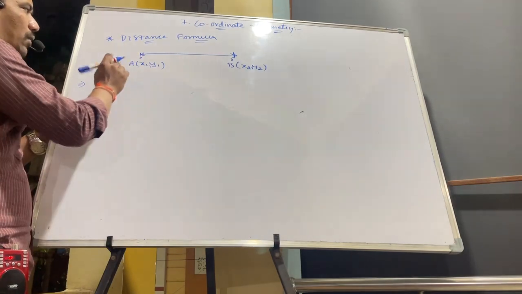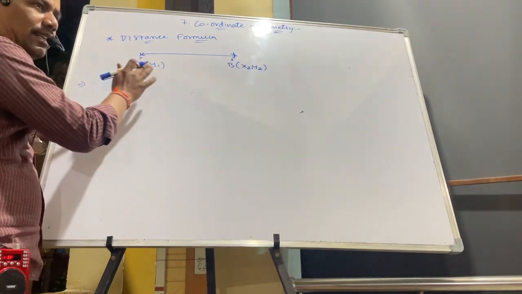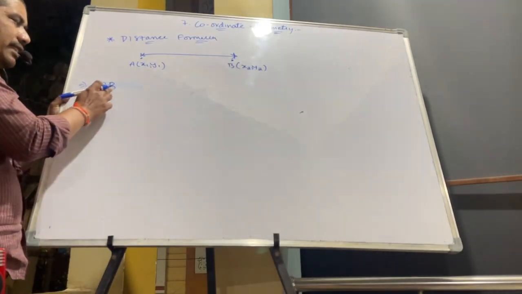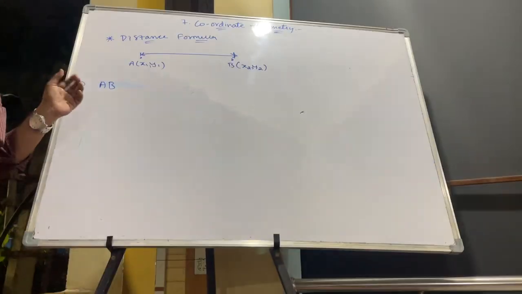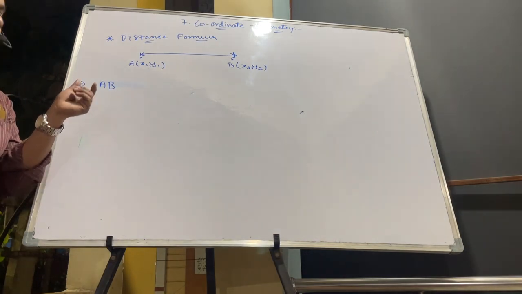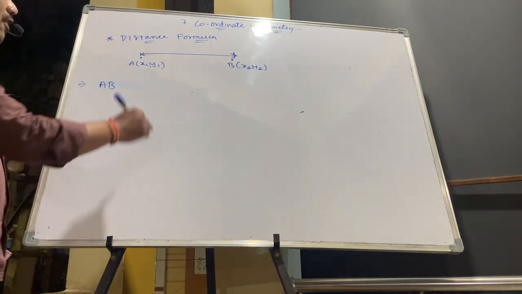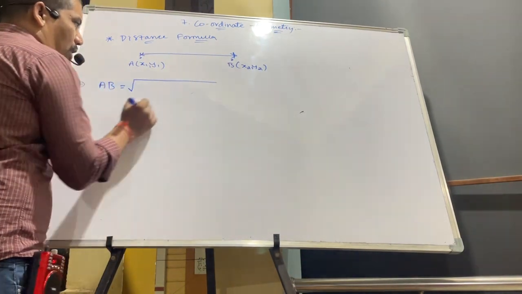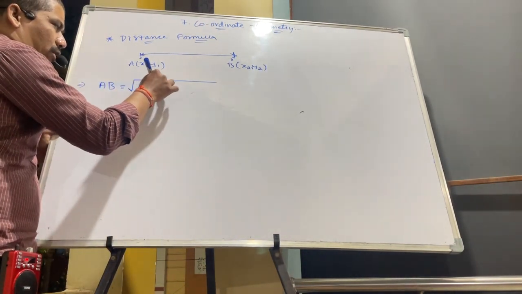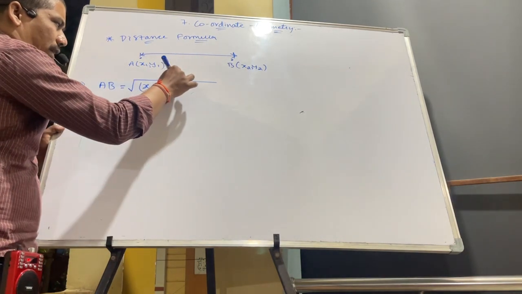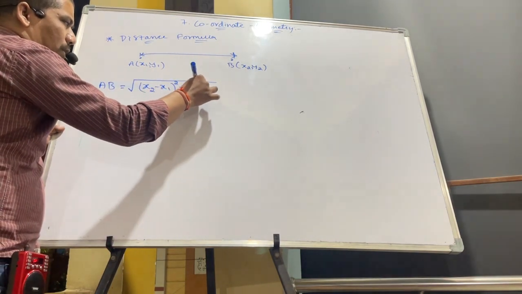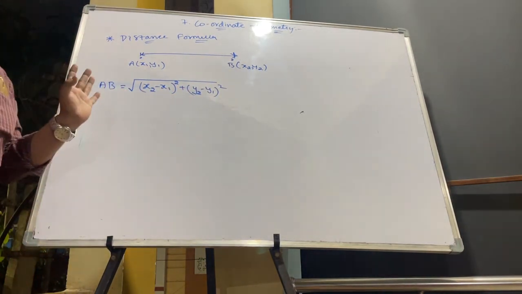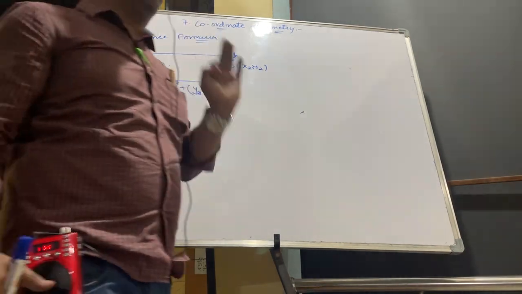Already we read there. Our alphabets are A and B, na? Points are A and B. So we will write AB. It means the distance between A and B. If I write AB like this, I mean to say the distance between A and B. For that, the formula is under root of x2 minus x1 whole square plus y2 minus y1 whole square. Clear? This is the formula for the distance between 2 points.